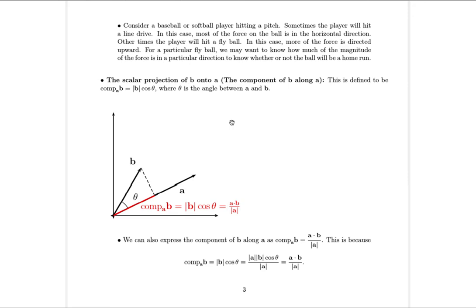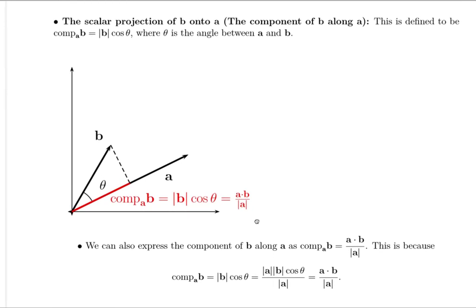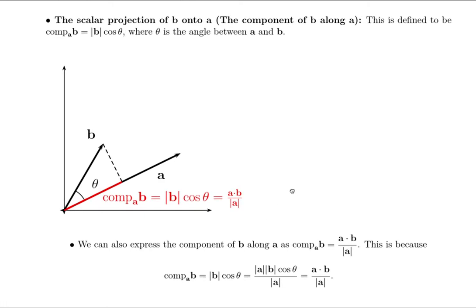Right, so that leads to this idea where we want to talk about basically how much of a vector is heading in a particular direction, right? And be thinking about force, right? Like, how much of my force is headed in a particular direction? So we're going to introduce this idea called the scalar projection of one vector onto another, or another way of saying it is it's the component of one vector along another.